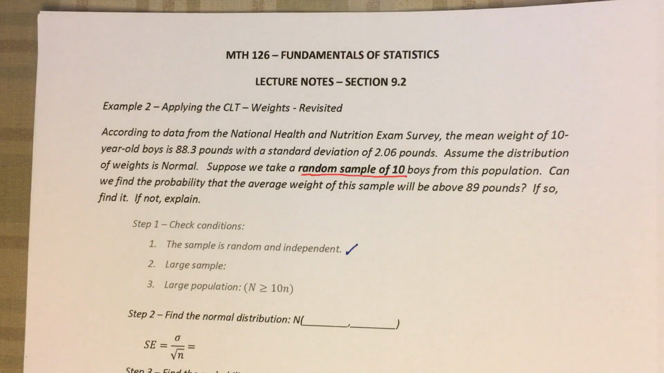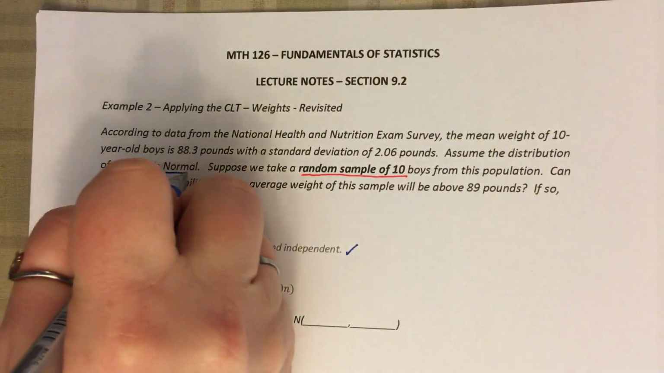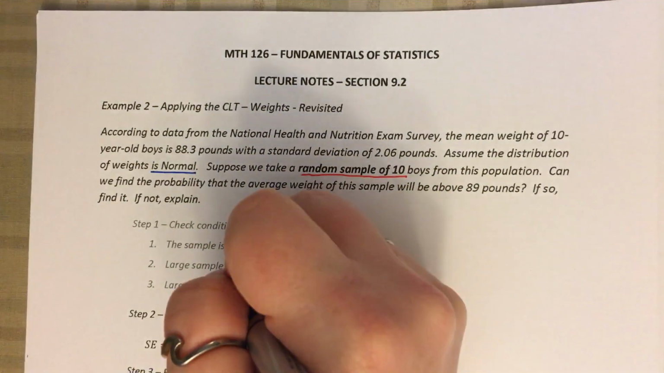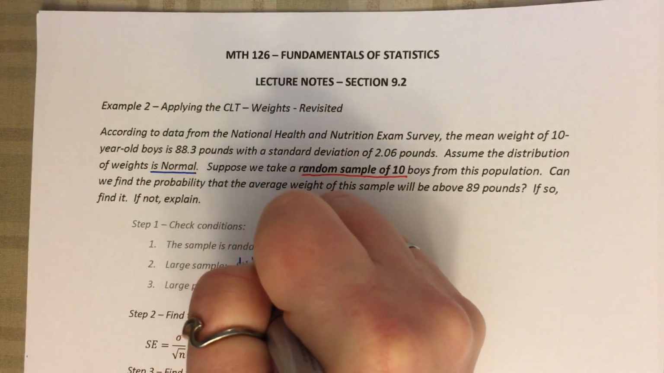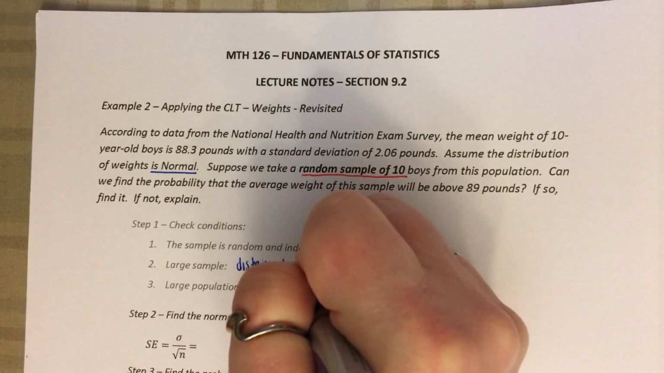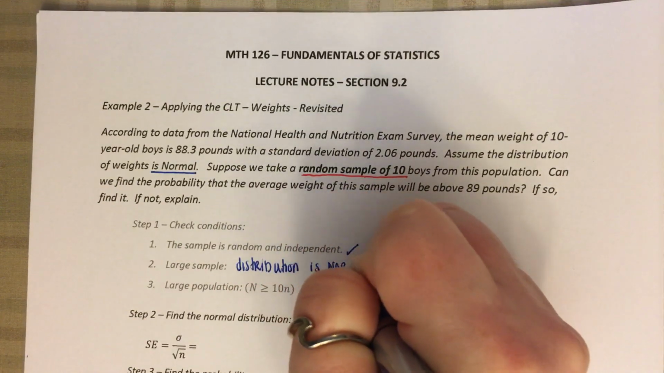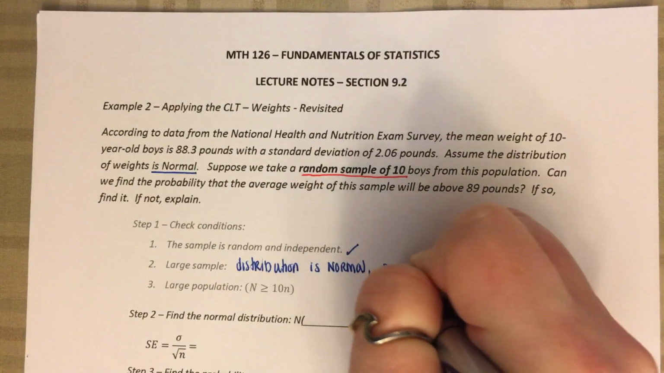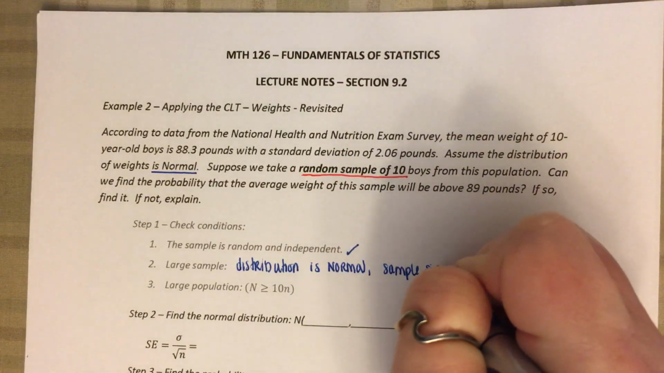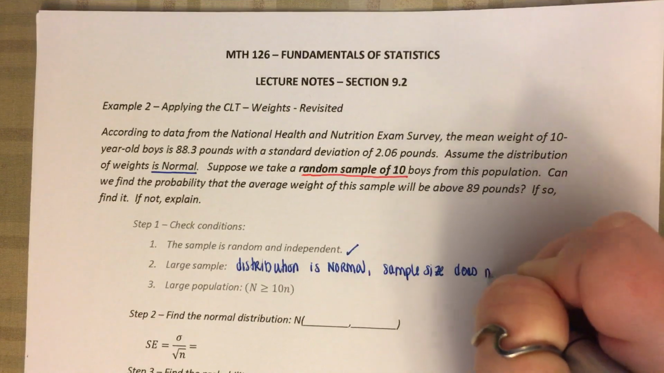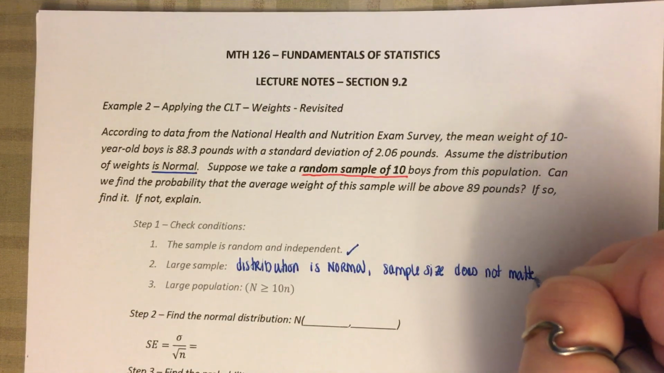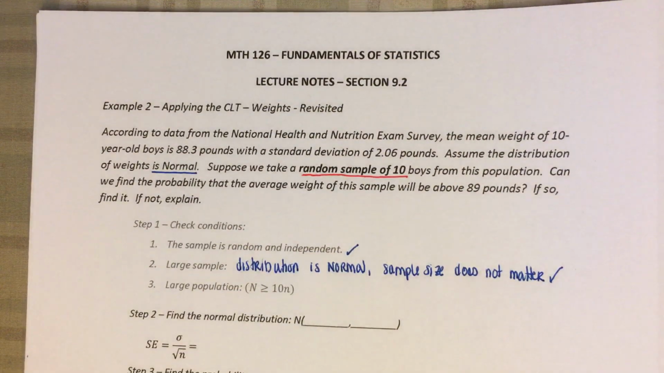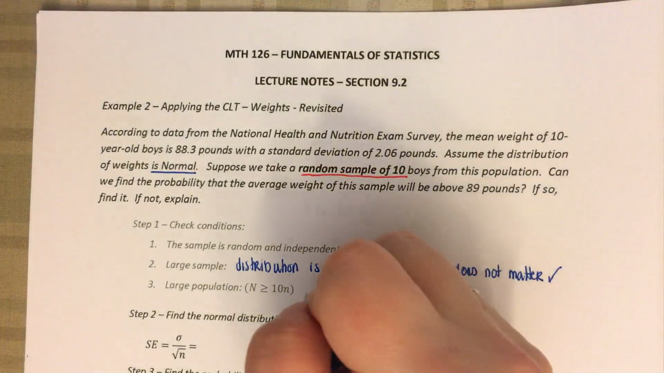Do we have a large enough sample? Well, if we look at this, our sample size is only 10, but our actual distribution was normal. So in this case, we're going to say the distribution is normal. Sample size does not matter. If our original population distribution is normal, as it is in this case, our sample size does not matter.